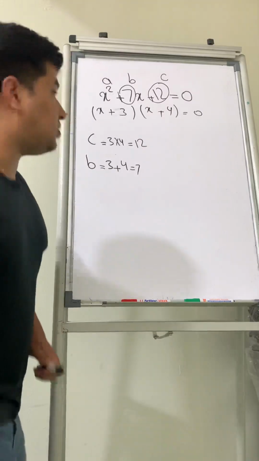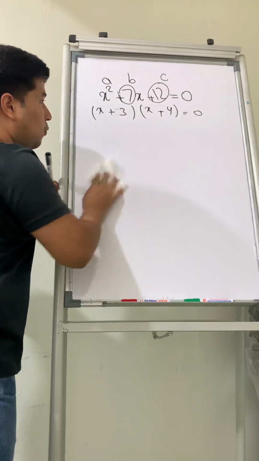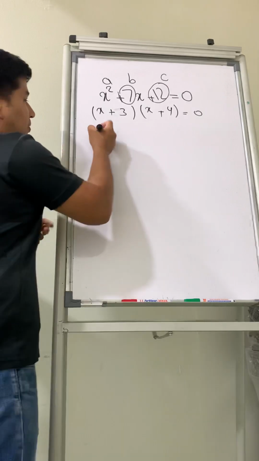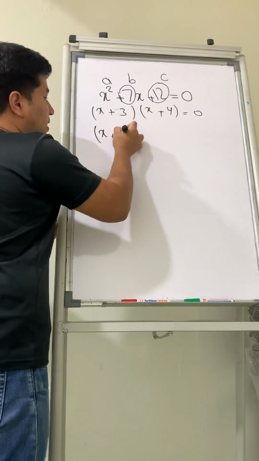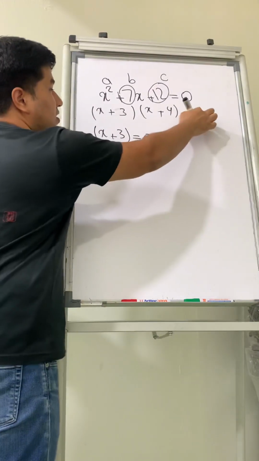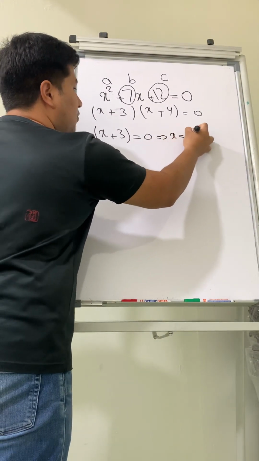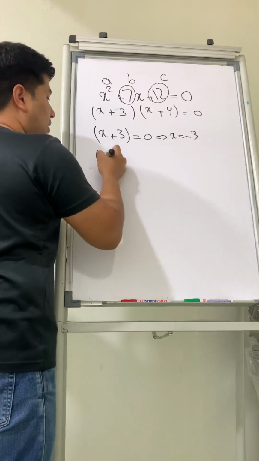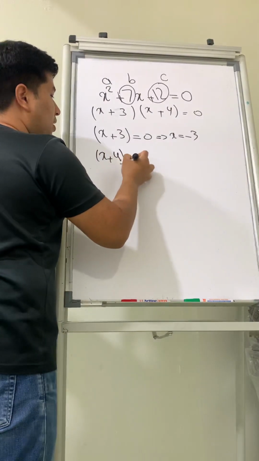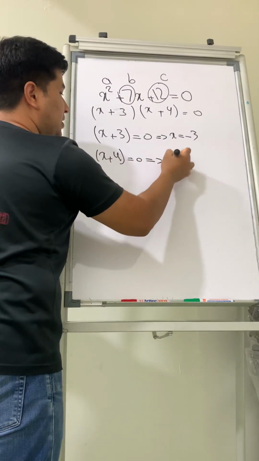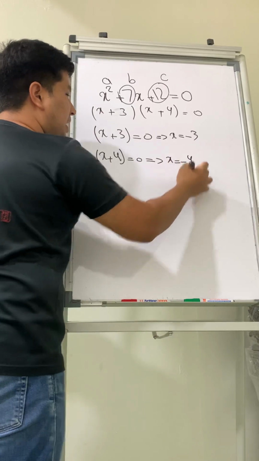Okay, so we are almost done. What we have to do is very simply find the x. We say x plus 3 is equal to 0, which we can say x is equal to negative 3. The next one, x plus 4 is equal to 0, which we can say x is equal to negative 4.